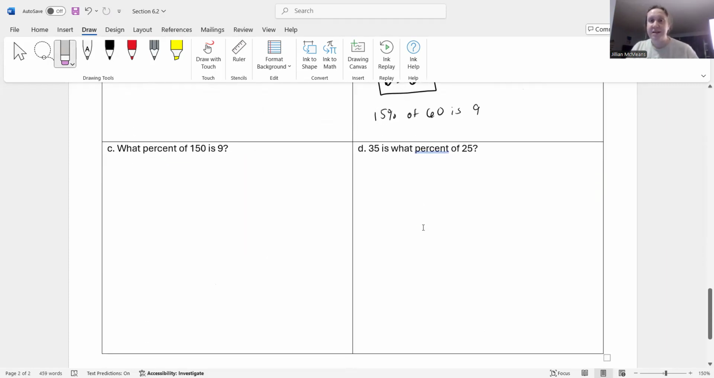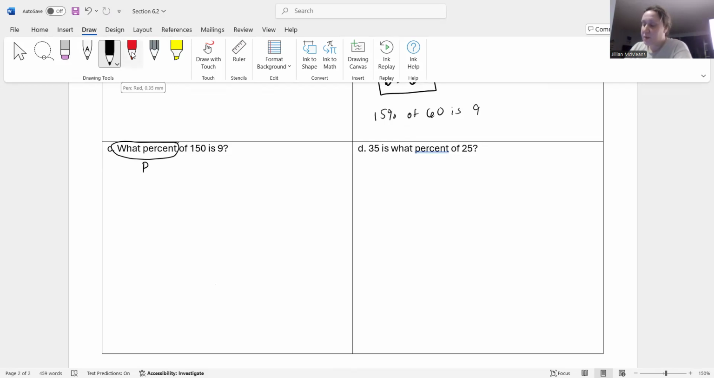All right, C and D, I gave you the hardest example twice. So C and D are both looking for the percent, and that is always the hardest because you have to have a firm understanding of what is your amount and what is your base, okay? So for example C, it says, what percent of 150 is 9? Okay, well, what is our unknown? And that is our percent. It couldn't be more clear that we're looking for the percent here, okay?